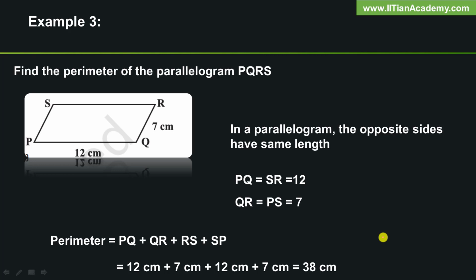Here, we have to find the perimeter of this parallelogram. In a parallelogram, the opposite sides have the same length. Hence, PQ equals SR and QR equals PS. We know that the perimeter of this parallelogram is PQ plus QR plus RS plus SP. Putting the values of the sides, we get the perimeter as 38 centimeters.